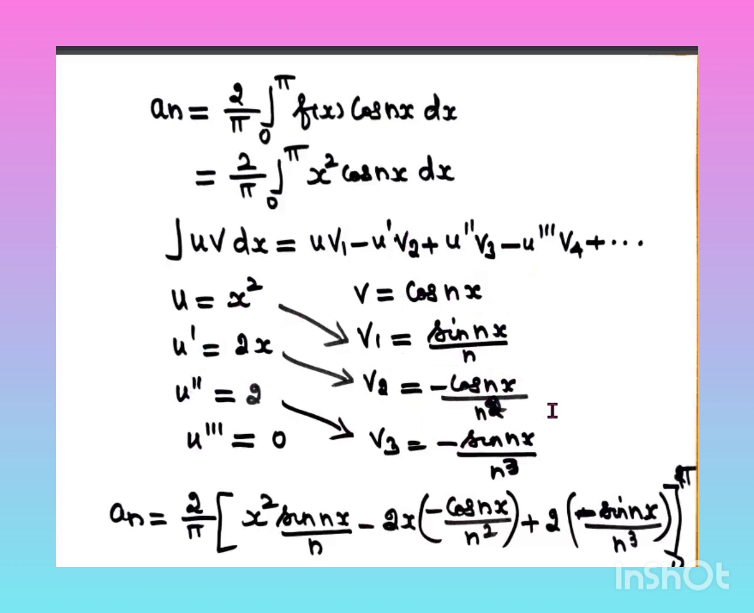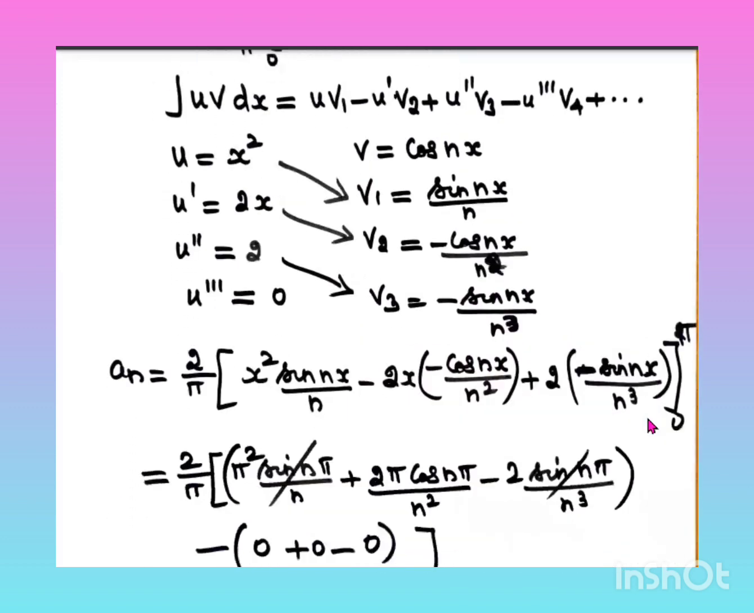V2 is equal to minus cos nx divided by n square, because if we are integrating sin nx by n, that is integral 1 by n sin nx dx. 1 by n you can take as common. So 1 by n integral sin nx dx. What is sin nx if you are integrating? Minus cos nx by n. Already there is 1 by n, so minus cos nx by n square. That is V2. V3 is equal to this minus cos nx by n square; again you have to integrate. So minus cos nx, if you are integrating, sin nx by n, already there is n square, so minus sin nx by n cube.